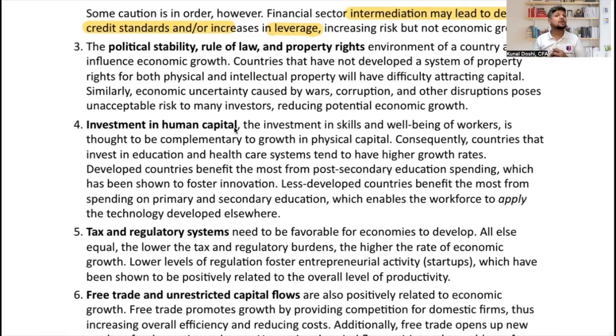The third factor which causes the GDP growth rate is political stability, rule of law, and property rights. Countries which have high protection of property rights, when I say property, it means both physical and intellectual property, right? Those countries, as well as those countries which are not affected by wars or corruption, will have a high growth rate in GDP. Countries which invest in human capital, yes, human capital means the skill and well-being of the workforce.